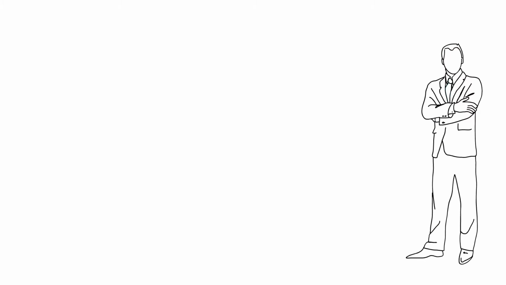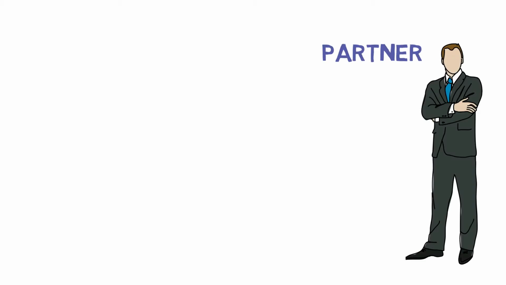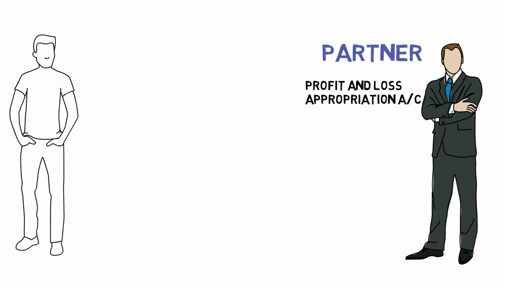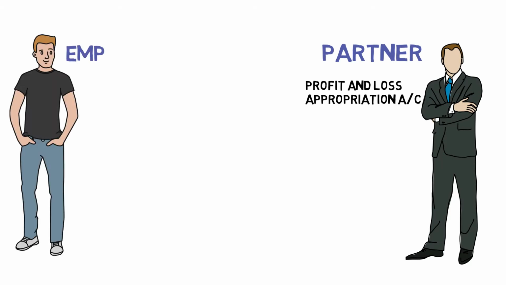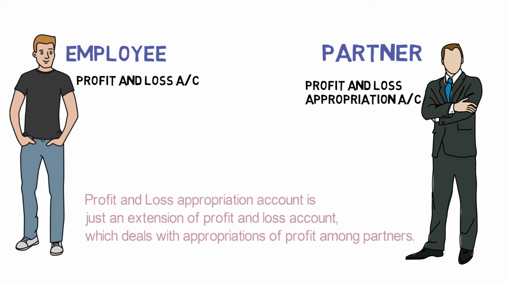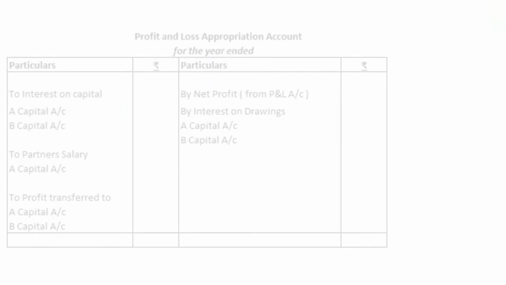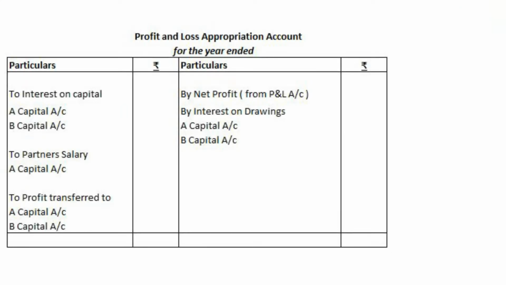Like for example, if salary is paid to the partners, it will come in the profit and loss appropriation account. But when the salaries are paid to the employees of the firm, it will not come to the profit and loss appropriation account, but it will go in the profit and loss account. Profit and loss appropriation account is just an extension of profit and loss account which deals with appropriations of profit among partners. Let's have a quick look at the format of profit and loss appropriation account.